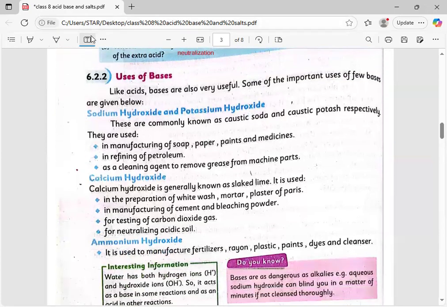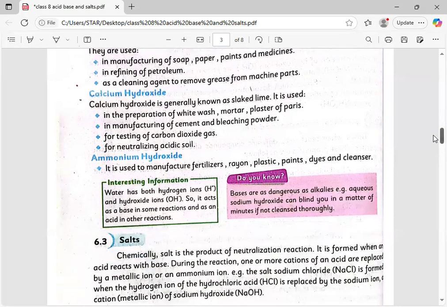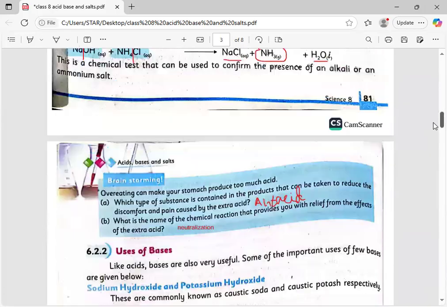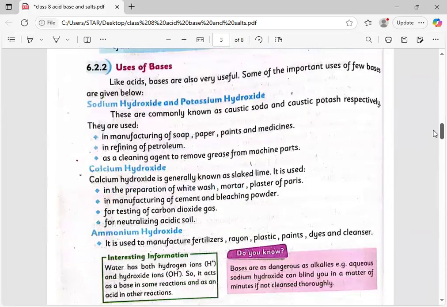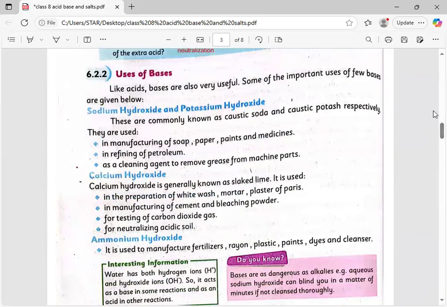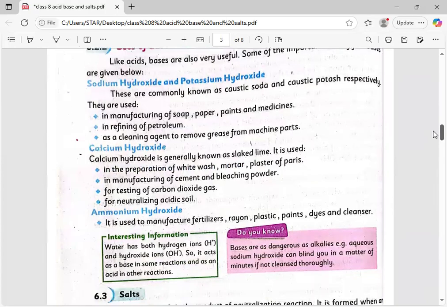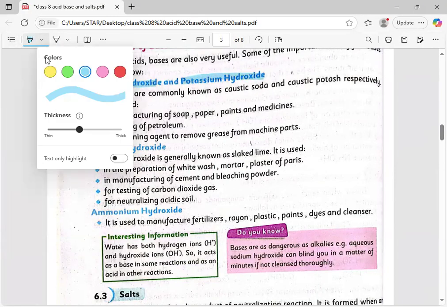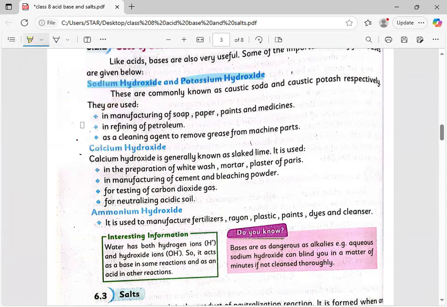Now come back to the topic, that is uses of base. So uses of base, like acids, bases also have very useful and important uses that we are going to deal with. And this is basically the last topic of our today's lecture. So the first bases are sodium hydroxide and potassium hydroxide. Sodium hydroxide and potassium hydroxide are two different bases that are used in industries and in many other sectors. So what are their uses?